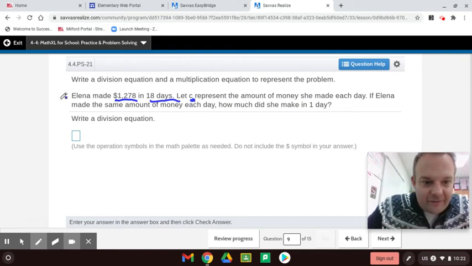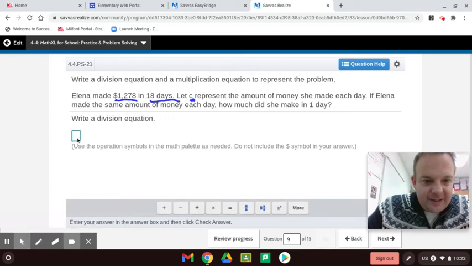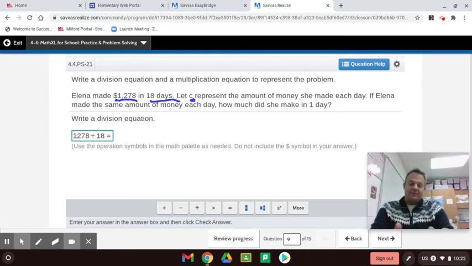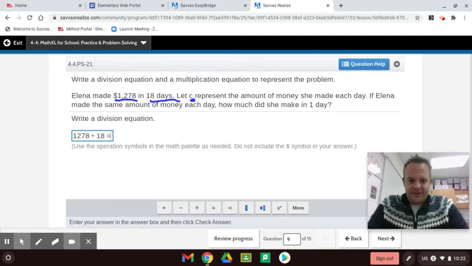So we're going to first do a division equation to show that. I wonder if they're wanting this. 1,278 divided by 18 equals C. Now, an equation has an equal sign. An expression does not have an equal sign. So if they ask for an equation, make sure there's an equal sign there.